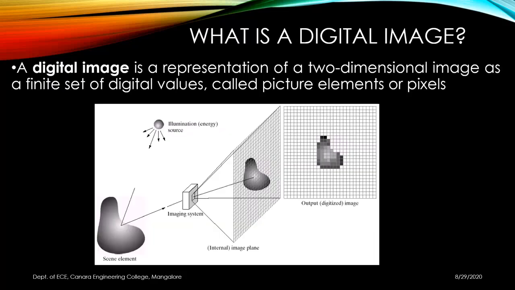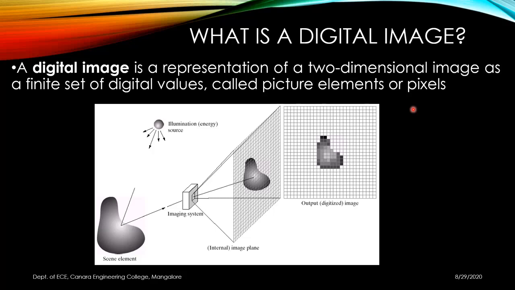Then the next question will be, what is a digital image? It's a representation of a two-dimensional image as a finite set of digital values called picture elements or pixels. In a basic analog image on a film, it's just an image which is getting printed on the film. But here in the digital domain, it's basically bits, ones and zeros. How we do that, we'll explore.